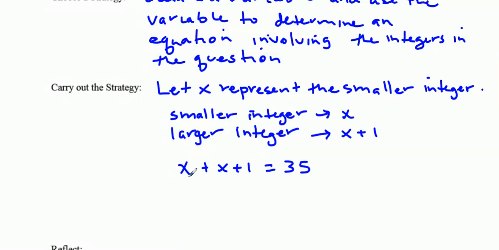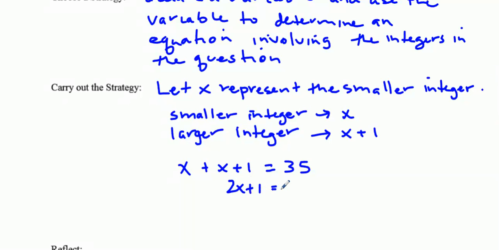If I only have one variable, in other words, like an x or a y, I can have more than one x or more than one y, but I can't have an x and a y in one equation. If I have an x and a y, then it becomes just a relation. I can't solve it.